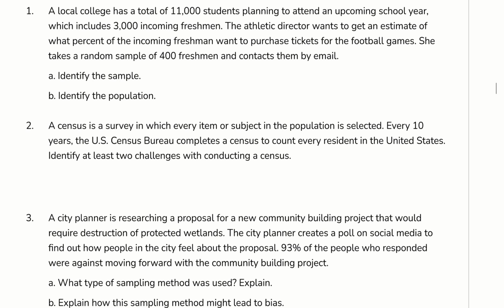So this is what we were talking about before, sample versus population. The population in this case is the 3,000 incoming freshmen. And then from those 3,000 freshmen, we took a random sample of 400, right? So the sample is the 400 freshmen randomly selected. The population is the 3,000 incoming freshmen.